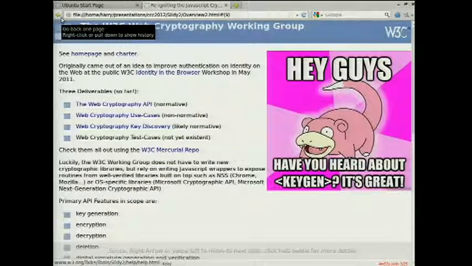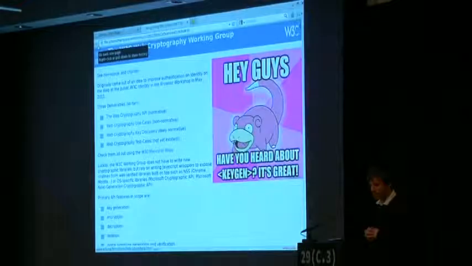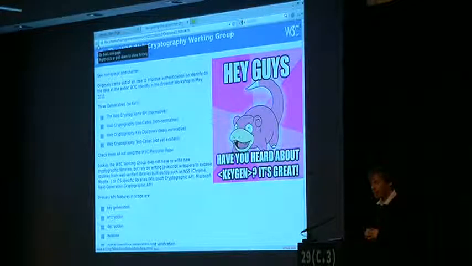So far, the working group idea came out of a 2011 public workshop. W3C does run workshops. They're free. Anyone can present ideas for standardization there, assuming they're on topic with the workshop. And we have the normative API, which hopefully means everyone implements. We're going to try really hard on that one.